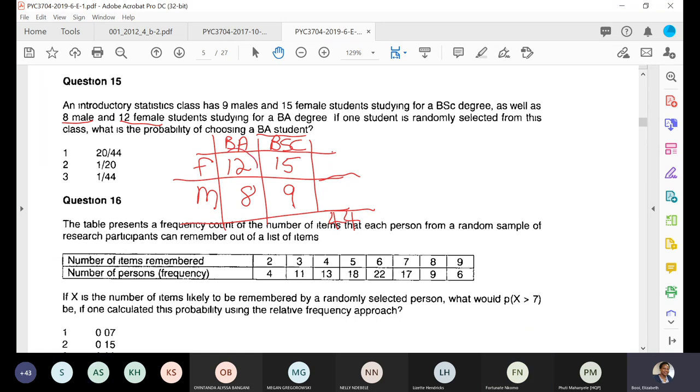20. It's 20 over 44. Remember, regardless of gender, that will be those ones. That will be 20. Option one. That is why I told you it's very good to use a contingency table. You can visualize your answers. Very easy.